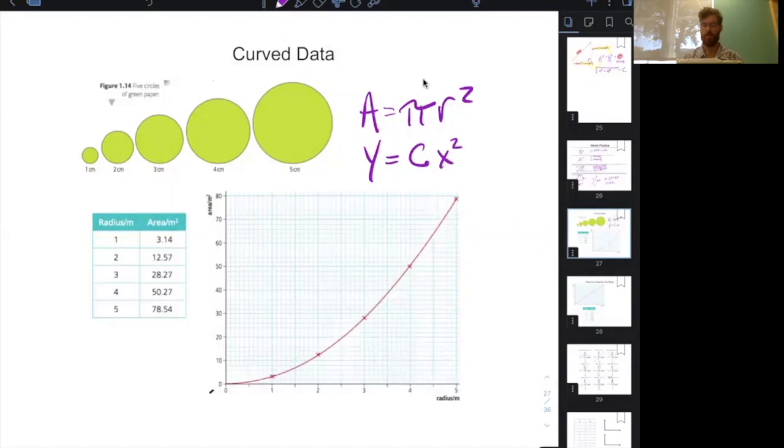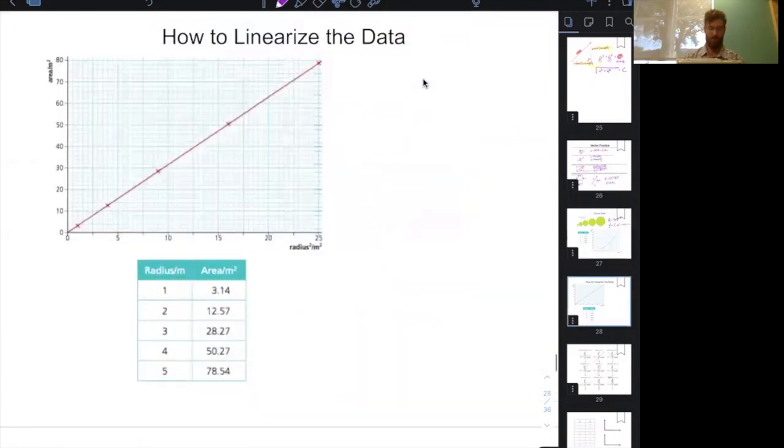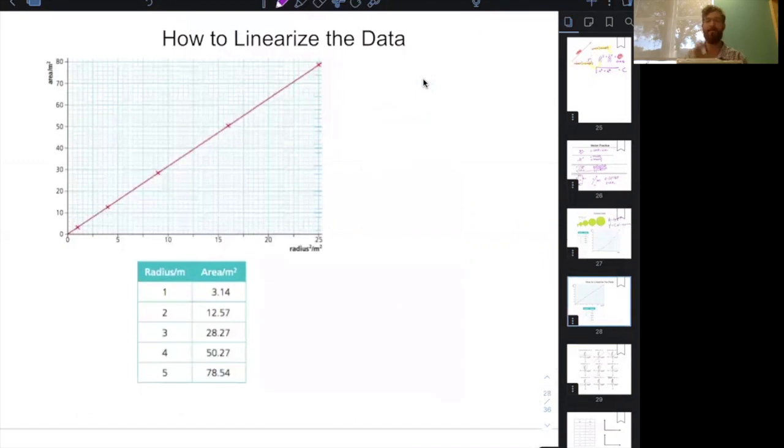We want to try and convert this to y is equal to mx plus b, that equation for a line. There's a couple different ways we can do this, but I wanted to show you how we can go through it and really manipulate this data to give us the best piece of information. Here we have the same data that's already been linearized, and I want to show you the two different methods that we can use to go through that.